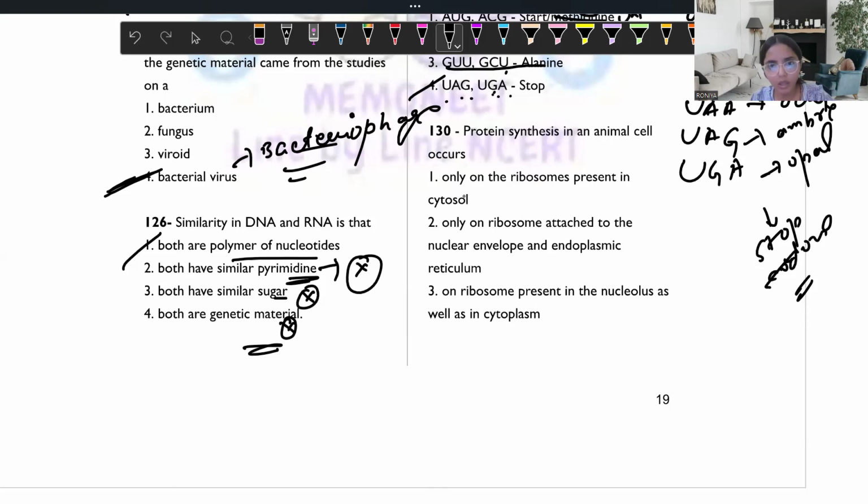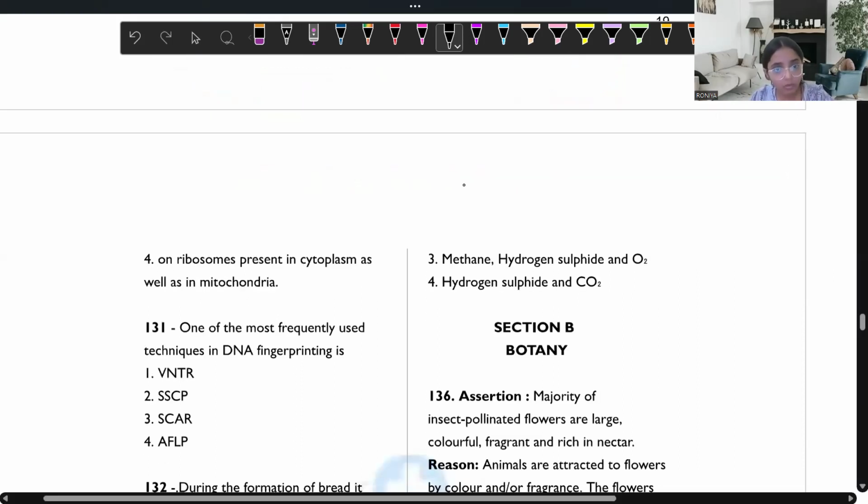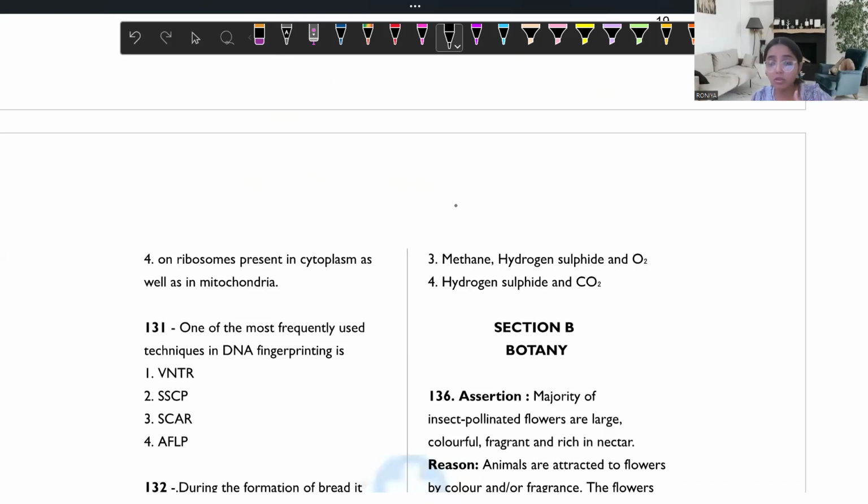Protein synthesis in an animal cell occurs only on ribosomes present in cytosol, only on ribosomes attached to nuclear envelope and endoplasmic reticulum, on ribosomes present in nucleus as well as in cytoplasm, or on ribosomes present in cytoplasm as well as mitochondria. Yes, mitochondria is a semi-autonomous organelle. It has ribosomes which can synthesize proteins. Yes, this is correct. Ribosomes present in cytoplasm, this is also correct. So the answer to this question is option number 4.